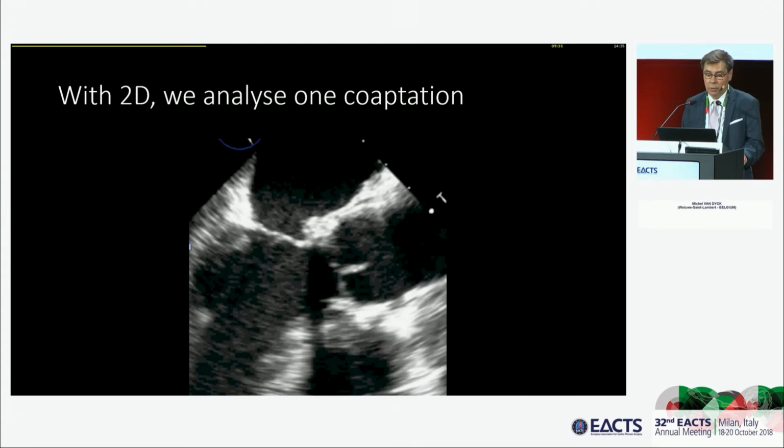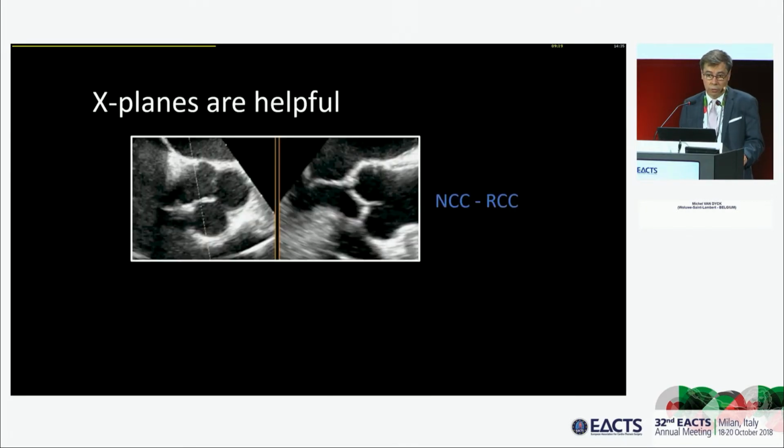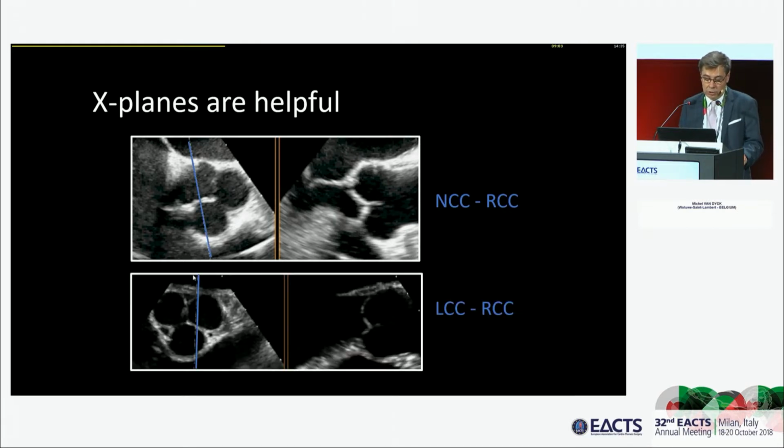Why is that? Because with 2D, we only analyze one coaptation. We know that the anterior cusp is the right one, but depending on how we turn the probe, the posterior cusp can be either the left or the non-coronary cusp. Of course, X-plane can be useful, and sometimes we are well aligned in order to be sure that we measure the coaptation between the non-coronary cusp and the right coronary cusp, and we are able to measure a coaptation here. Sometimes we are also able, by turning the probe, to have an idea of the coaptation between the left and the right coronary cusp. But look here, we are not clearly perpendicular to this coaptation, so our measurements there are not very accurate.